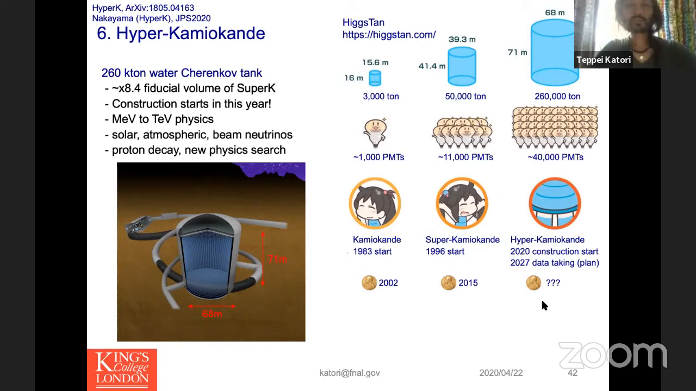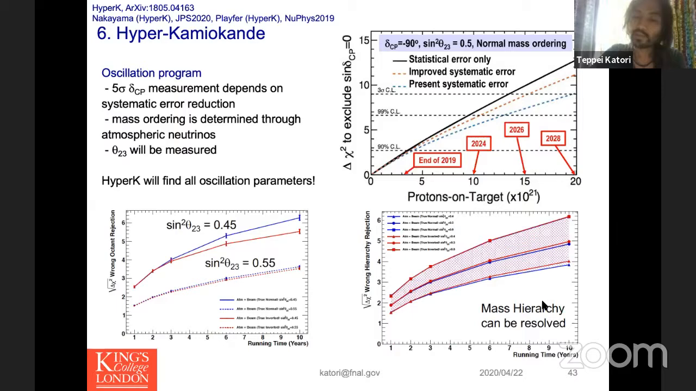Hyper-K has an oscillation program to cover all of them. The first is that we have a chance to reach a 5 sigma delta CP measurement. And at this stage, we are limited by the systematic error. So that's another reason we want to focus on cross-section systematics, because that's the dominant one. We need a bigger detector and more statistics, but we also need to reduce systematic errors. The mass ordering is not easy by beam because the matter effect is weak, but we expect to find the mass ordering from atmospheric neutrinos. And also we can measure theta 2-3. So basically Hyper-K can find all of the oscillation parameters.